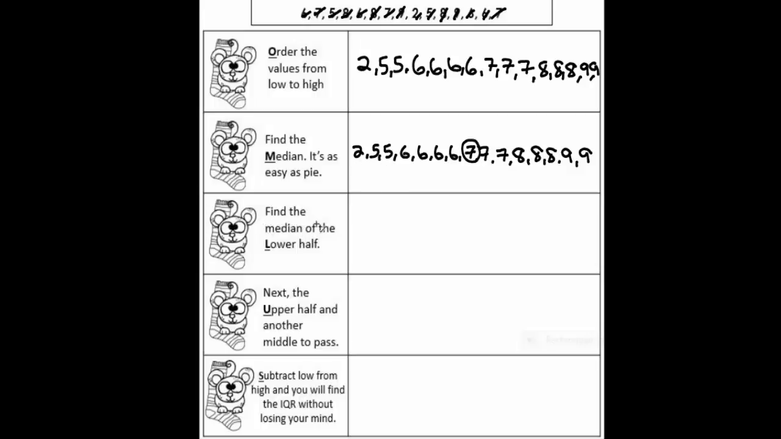Next, we need to find the median of the lower half. That's our L for like. And so our lower half of the data is right here, right before the median. And the lower quartile is also called Q1. So let's write down the numbers from the lower half of the data.